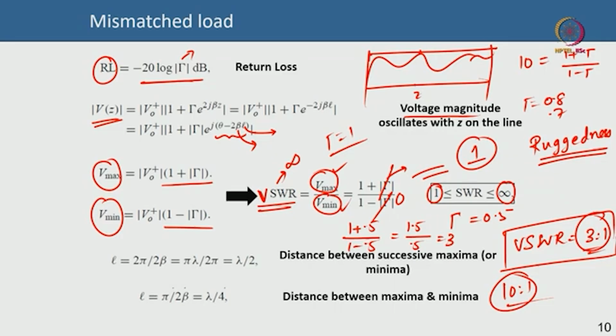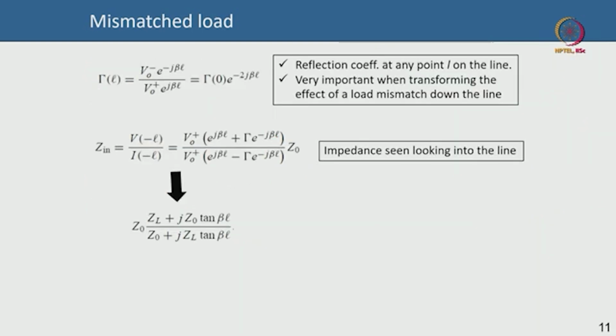Okay, fine. And the distance between a maxima and a minima is of course lambda by 4. The distance between successive maxima or minima is lambda by 2. So that is pretty much basic. Now you can actually derive the reflection coefficient gamma as a function of L. What is L? L is the position on the line, any point L on the line, and this corresponds to an expression like this.